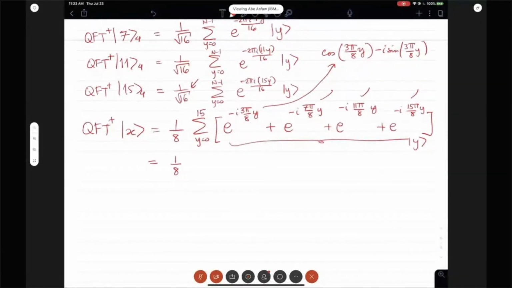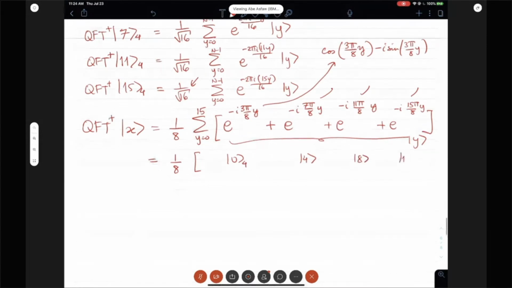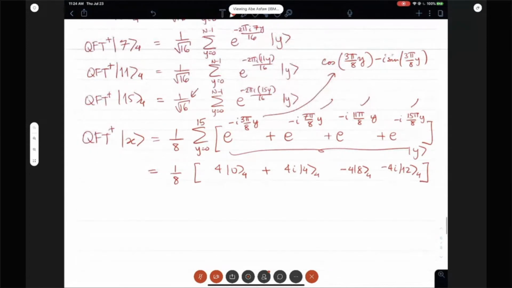So at the end, the terms that survive are the case when y is 0, when y is 4, when y is 8, and when y is 12. And they have some coefficients in front of them. So this is 4, this is 4i, this is minus 4, this is minus 4i. Okay, so that's a lot of algebra, but at the end of the day, I want you to pay attention to two things.